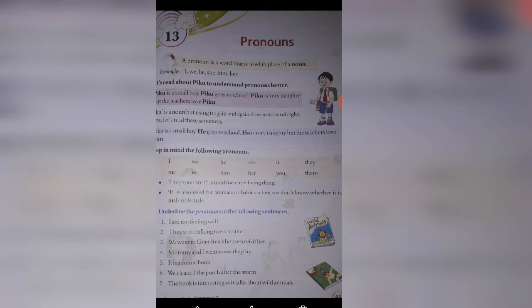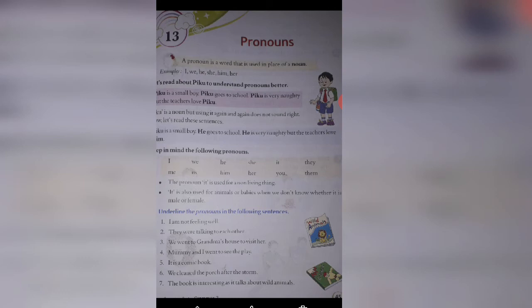Okay, next exercise. Underline the pronouns in the following sentences. Here we just have to underline the pronouns. Number 1, I am not feeling well. Here we are using I. For whom? For ourselves, right? Now just imagine that I, Avni, is talking about myself, right? And this is true. This sentence is actually for me. You can say, I am not feeling well, right?